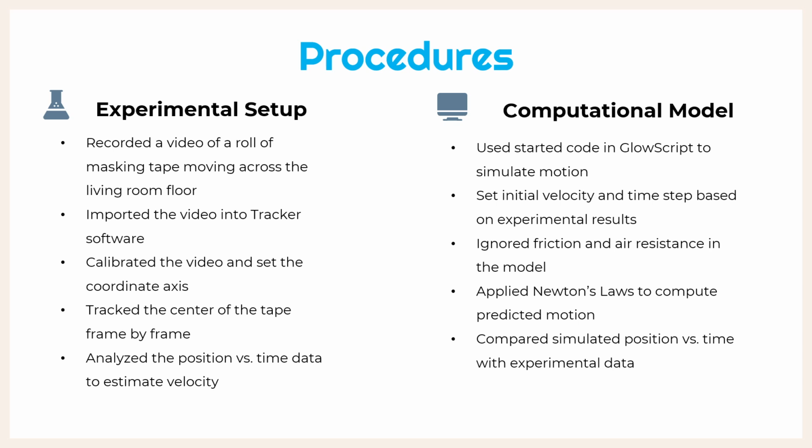For the computational model, I used the article in Glowscript to simulate motion. I enter the initial velocity based on the Tracker's data and set the time step to match the frame rate. I assume zero net force, so the code uses a constant velocity update to predict the position over time.